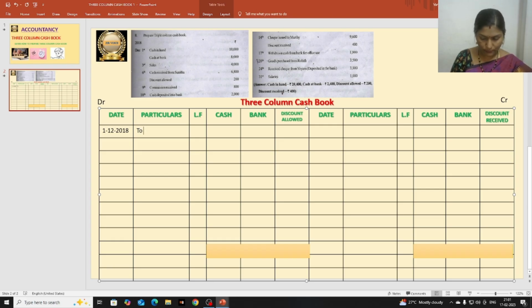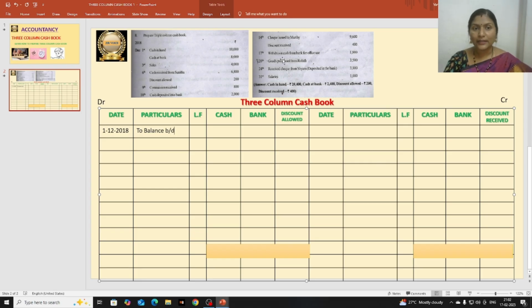To balance brought down. Brought down will be shown B/D, means brought down. To balance brought down. So I am writing cash in hand, cash at bank, both on the debit side because those are opening balances. We should write on the debit side. How to mention? To balance brought down. Whenever we record opening balances on the opening day, always we should mention to balance brought down only. And these are actually assets, that is why I mentioned on the debit side, and favorable amounts.